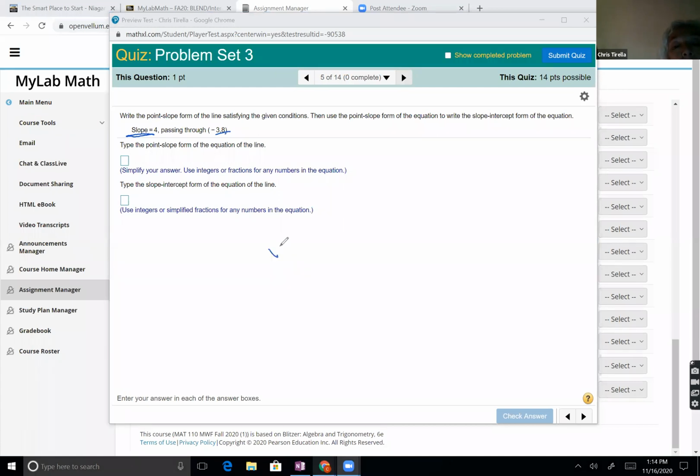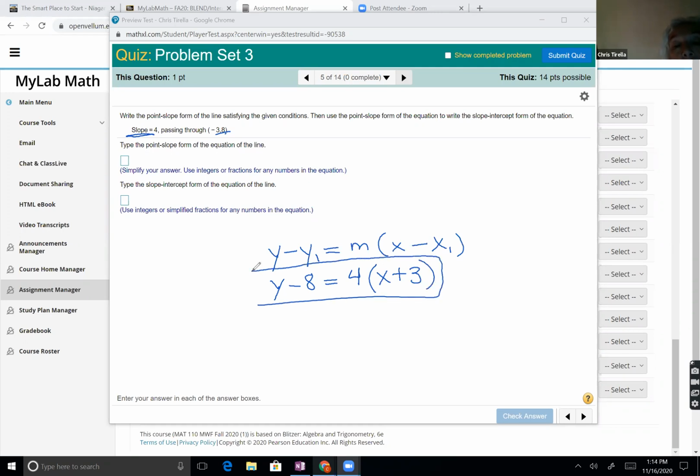Well, point slope is y minus the y value is equal to the slope times x minus the x value of the point. So on my point, the y value is 8, y minus 8. The slope is 4, and the x value of the point is negative 3. Is everybody all right? x minus negative 3 would be x plus 3. And when they want it in point slope form, that's where we're stopping.